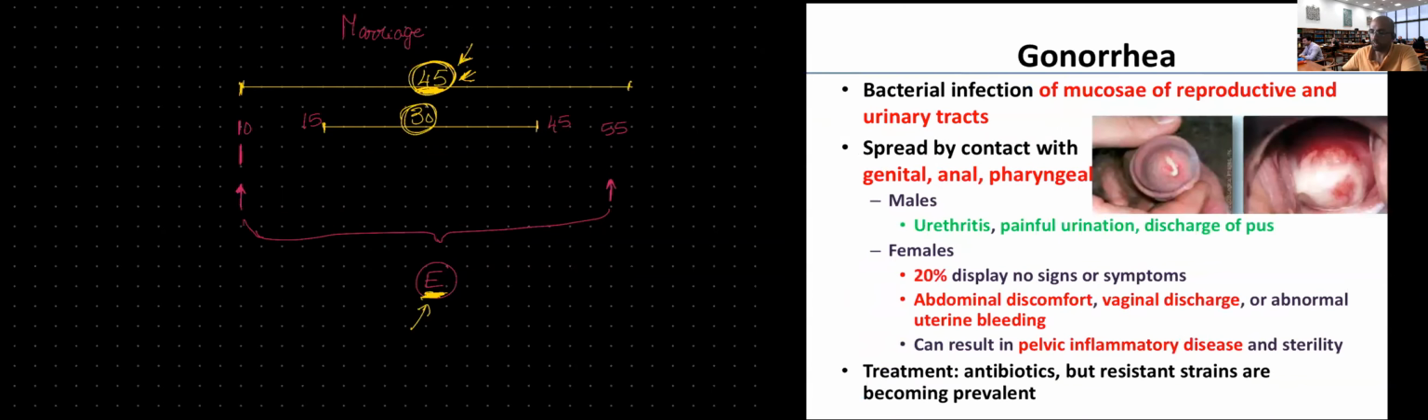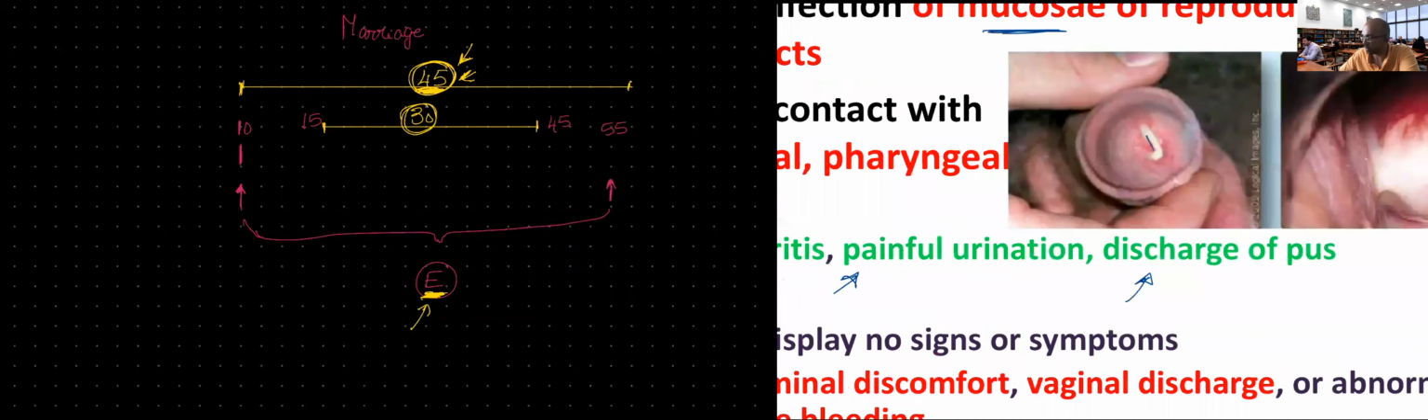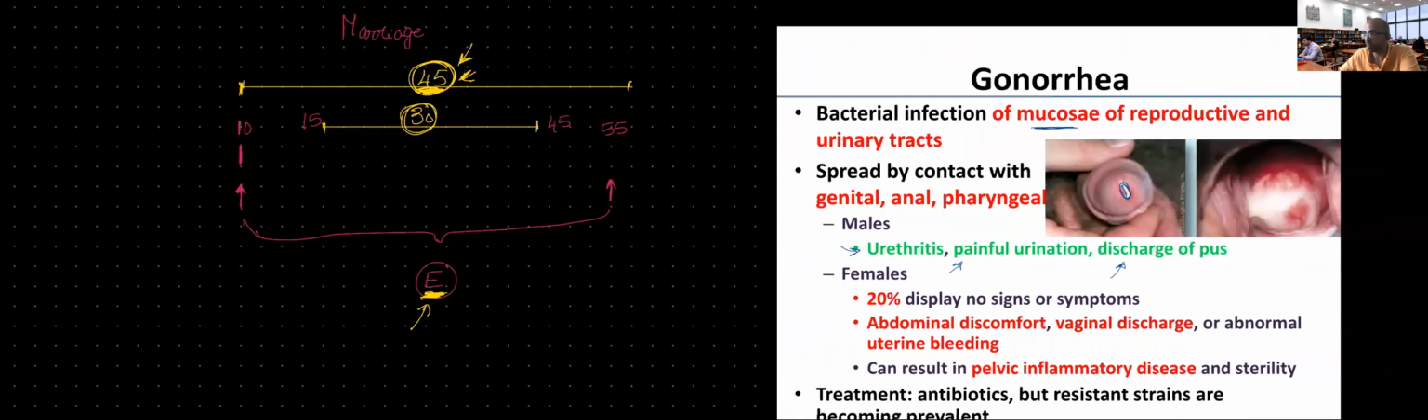Starting with the gonorrhea, it usually affects the mucosa of the reproductive and urinary tract. It spreads by contact with the genital, anal, or pharyngeal mucous membranes. In males, it's going to be represented by urethritis, which is the inflammation of the urethra, painful micturition, and discharge of pus. So here, what's coming out of the penis is the pus, bacteria and dead neutrophils.